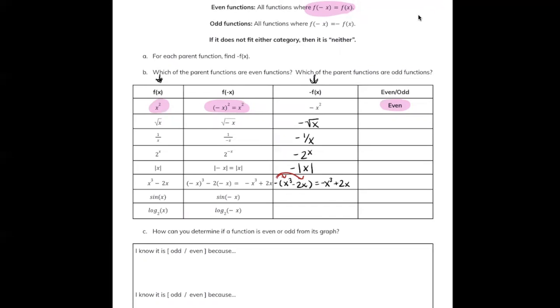And now we're going to go through and figure out, is it even or is it odd? So I have a square root of a negative x, and a negative square root of x. None of these match. So because none of these match, it's neither.